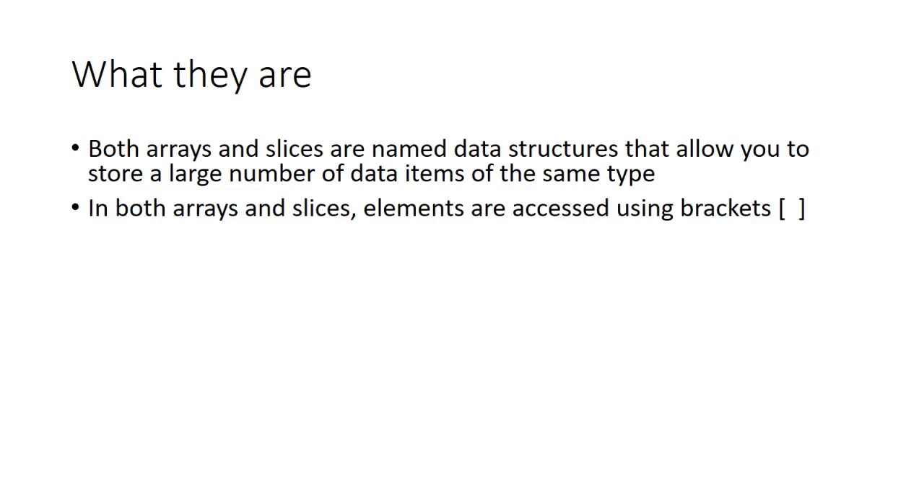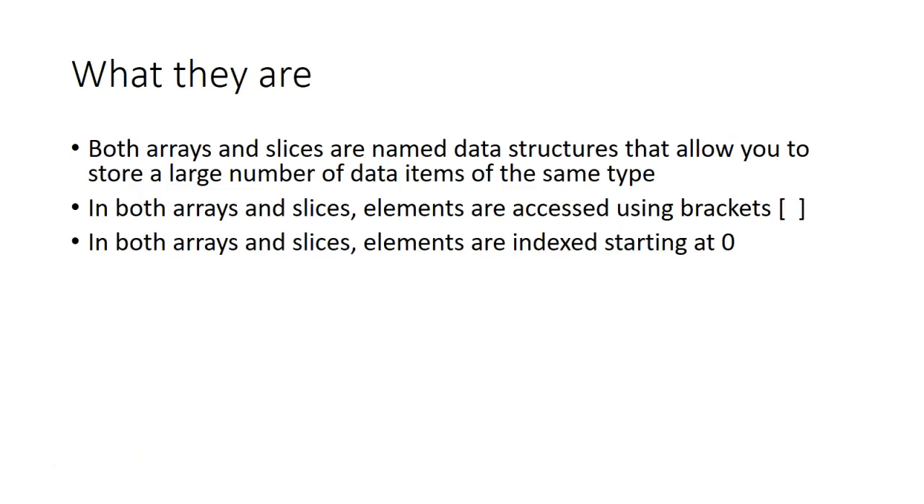And there's more to it than that, and we will be looking at that a little bit as we go along. In both arrays and slices, elements are accessed using brackets. Remember that. Brackets, not parentheses. The brackets on your keyboard are located near the enter key, right next to the letter P. So we will be using brackets a lot. Every time we want to access elements of an array or elements of a slice, we use brackets to access them. You'll see how that works in just a second.